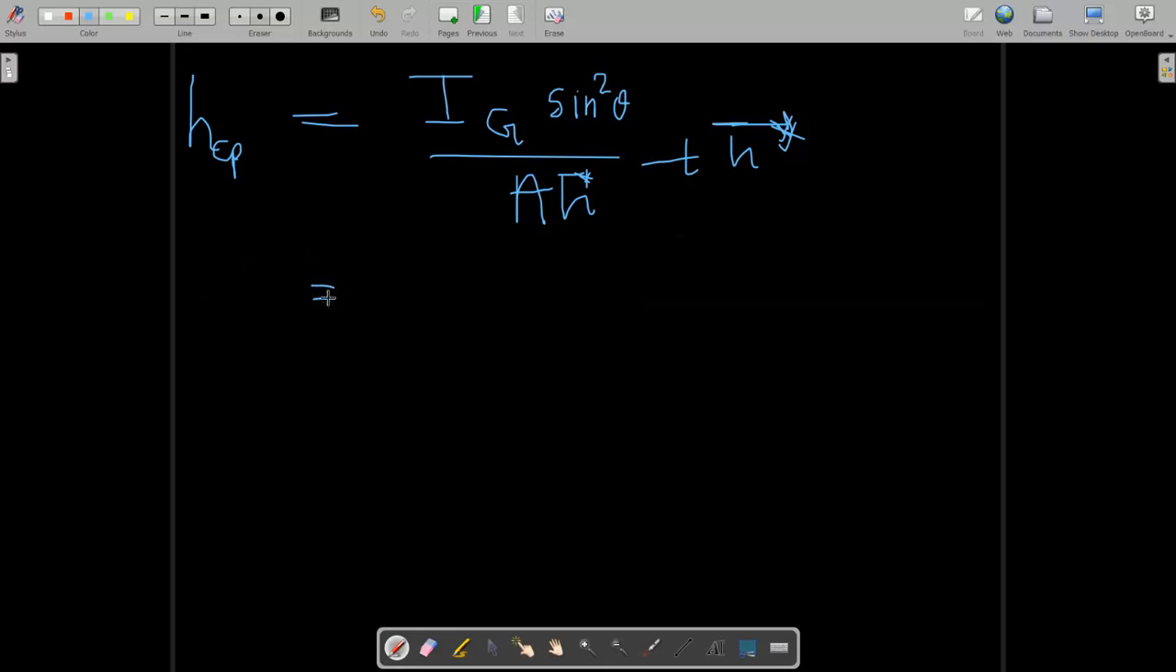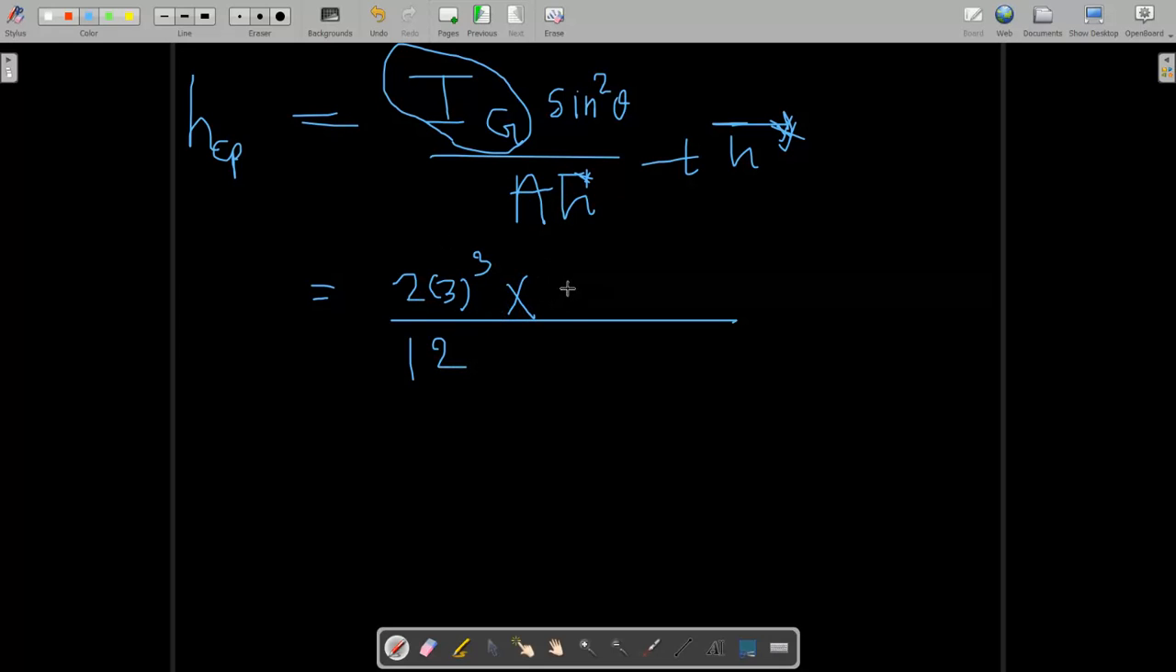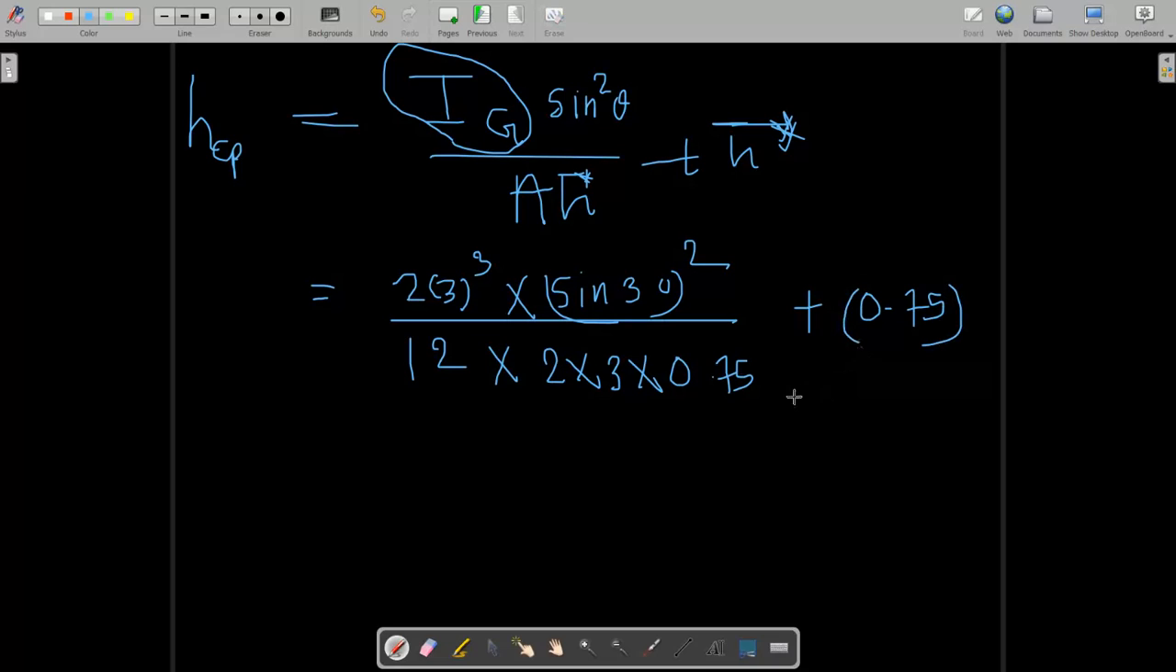So Ig, that means least moment of inertia. Least moment of inertia is what? It is a rectangular plate, so bd cube by 12. This is the area moment of inertia. Minimum, sine theta, that is sine 30 whole square, cross section area 2 by 3, and depth is 0.75, plus the depth 0.75 of geometric depth.